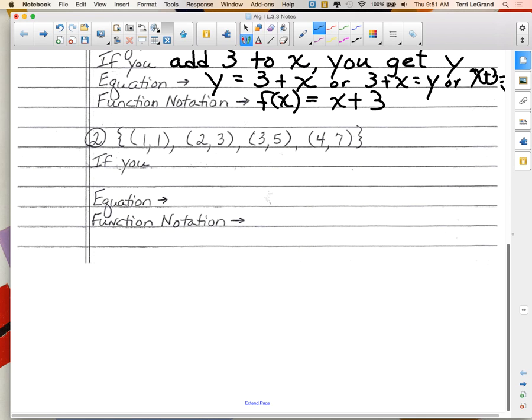We have this relation. By the way, is that one a function? Because if it's not a function, it's going to be pretty hard to write a rule for it. So we've got to first determine, is it a function? Yeah. Each domain value has exactly one range value. Okay. Then you've got to decide what's happening in that one. What can you do to x that will get you y?